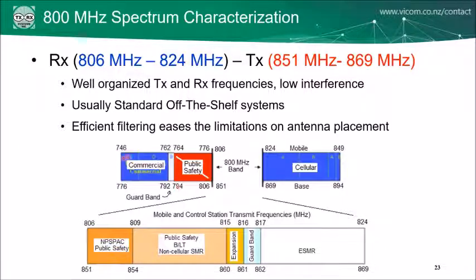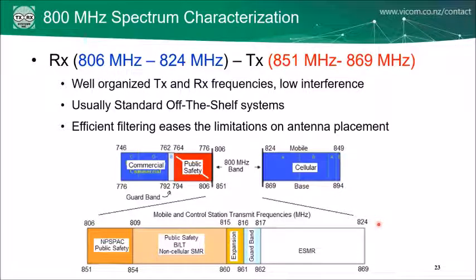So here's an example. You can see the spectrum starting all the way down at 746. This is the 700 band. And here at 806 is where we start this 800 band. And above 824, then we get into the cellular mobile bands. And we kind of drop back again. At 851, we've got our transmit, to 869 is the end of the transmit bands. And within that, we have different public safety, we've got expansions, we've got guard bands. Everything is nice and neatly organized within this range.